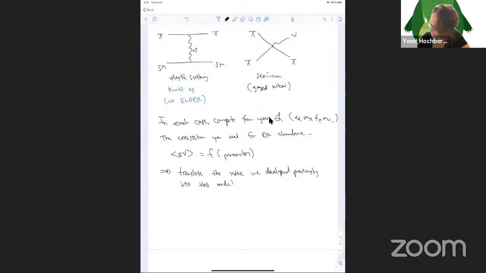Okay? To understand what parameters are needed here. What parameters are needed here. Okay, so this is that translation between a mechanism level to a particular model.